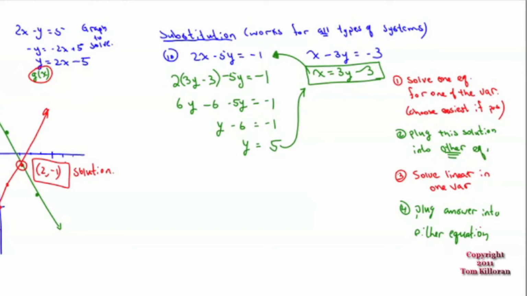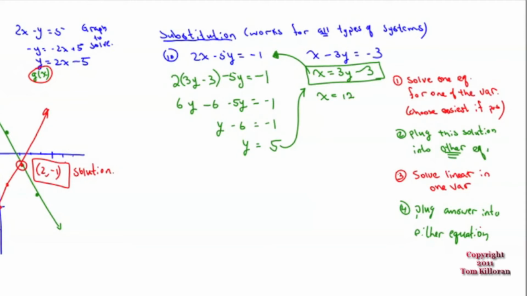You could plug it into the equation you already substituted into. It doesn't matter. So you take the 5, you plug it in here. 3 times 5 is? 15 minus 3 is? 20. So we're going to get x is equal to 12.